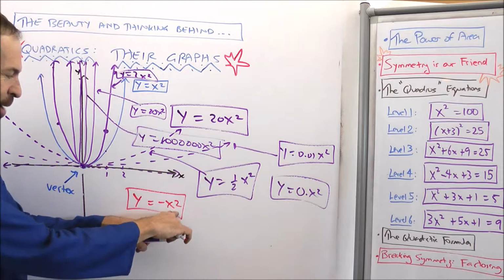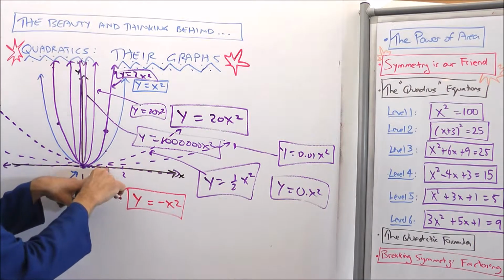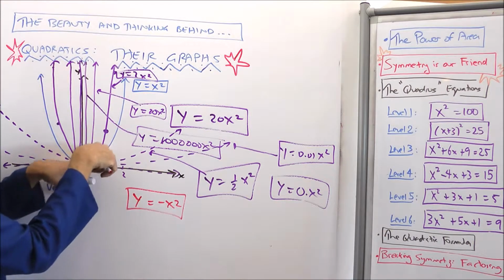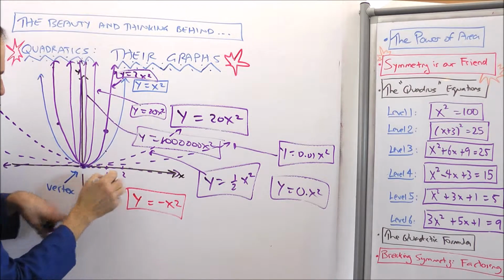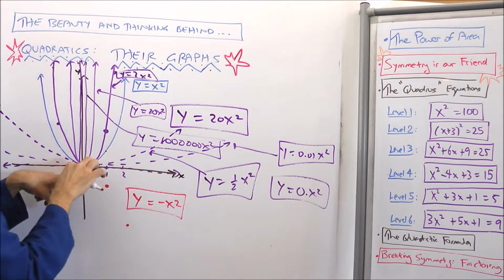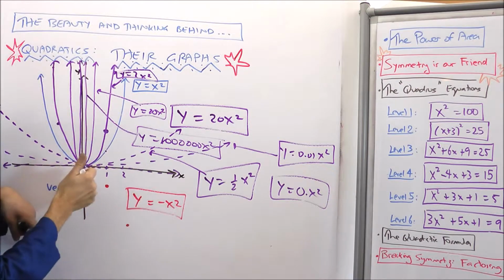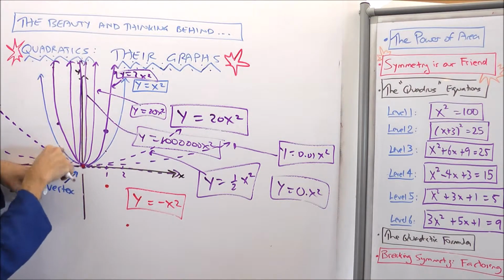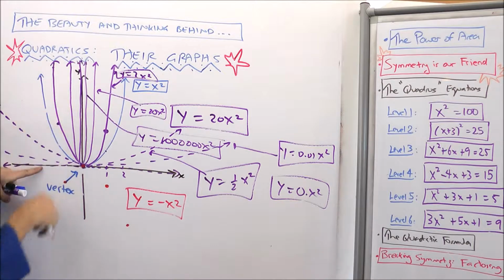Well, this will take every output I had before and make it negative. So if this was 1 high, this would be negative 1 high, down that way. If this was 4 high before, this would now be negative 4 high, down that way. This was height 0, negative 0 is still 0. This was height 1, negative 1. This was height 4, negative 4.